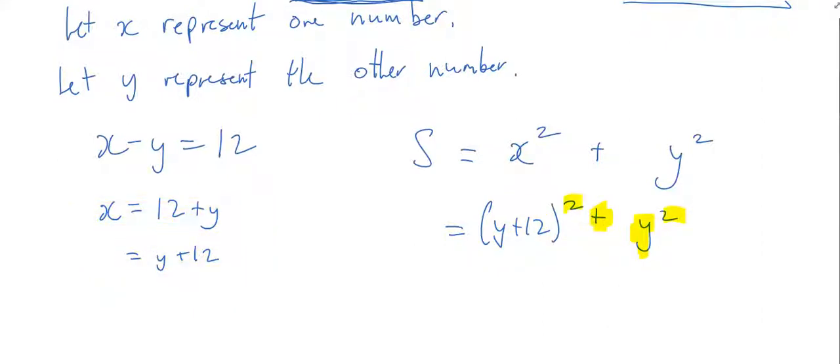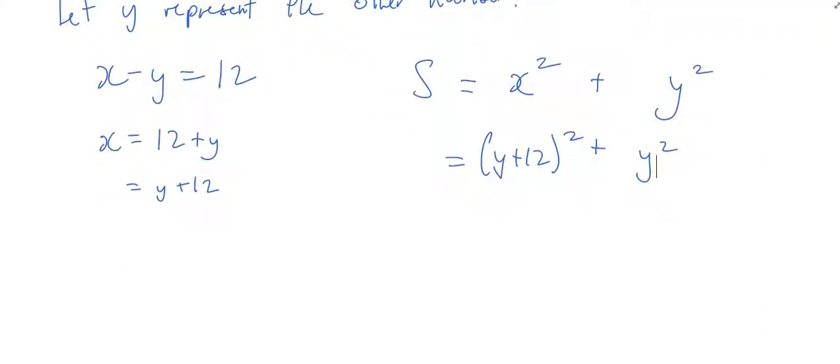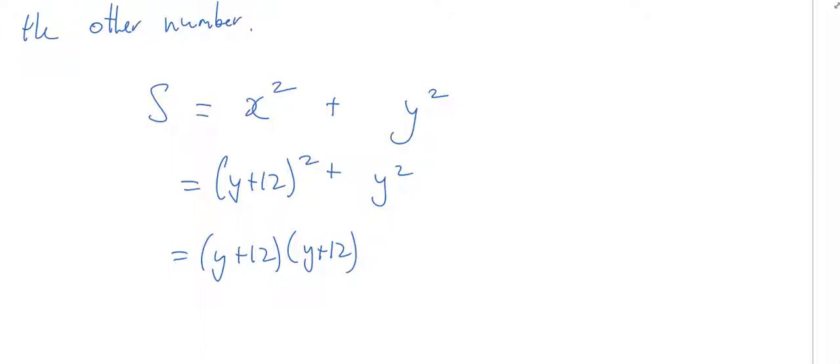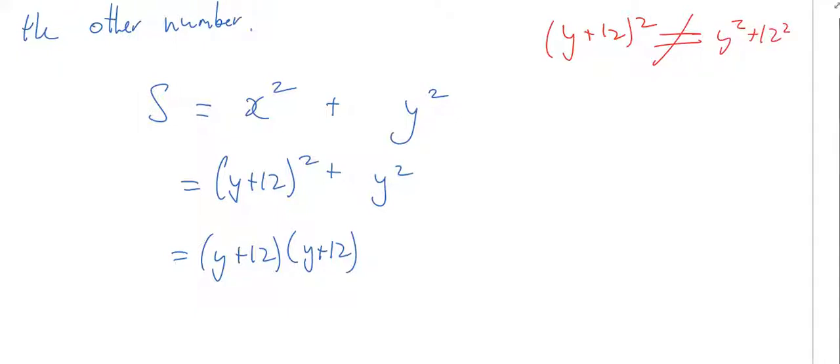And then how do we always solve? How do we always find the max or the min? Yeah, so we are going to complete the square, and the first process towards that is going to be expanding these brackets. Don't forget, this is y plus 12 times y plus 12. Don't forget, y plus 12 squared does not equal y squared plus 12 squared. That's the mistake that everybody makes. Not everybody, but so many people make that mistake.